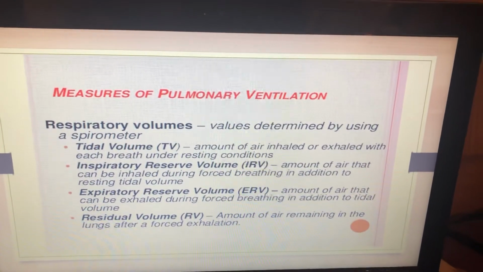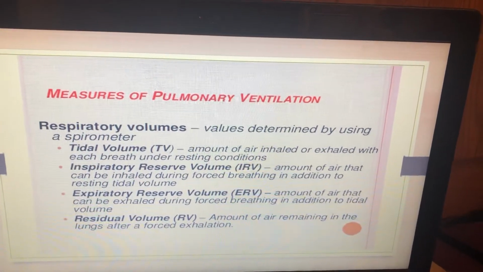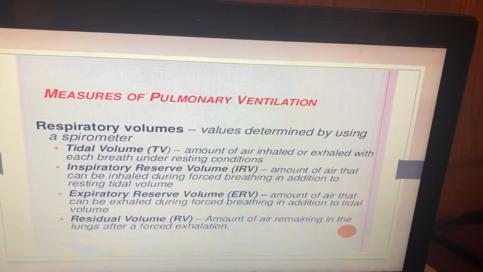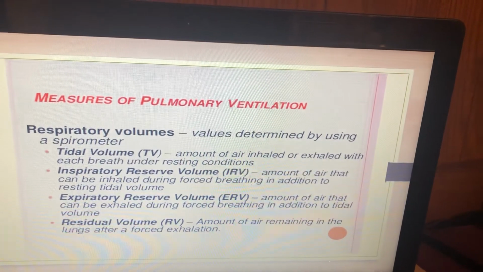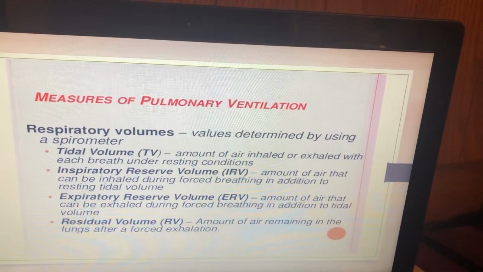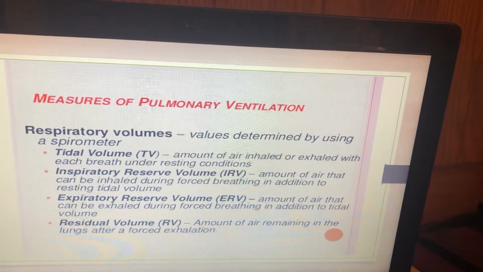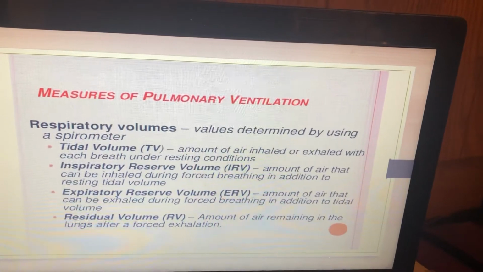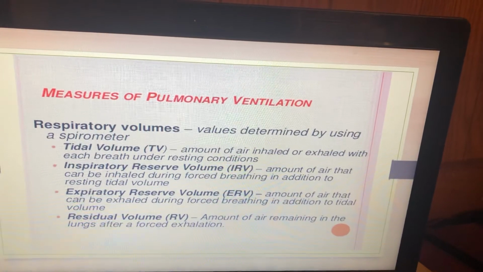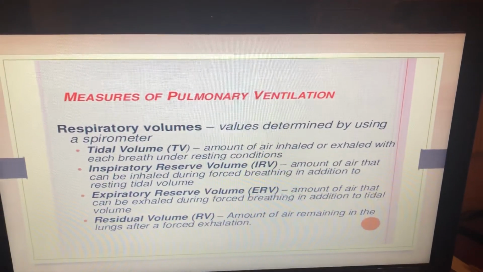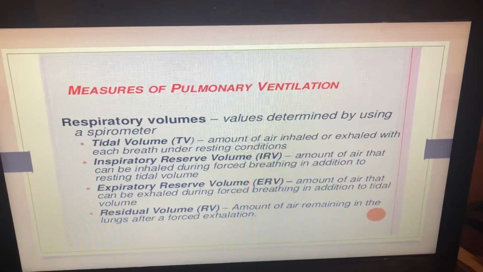Measures of pulmonary ventilation. Respiratory volumes. Values determined by using a spirometer. Tidal volume: amount of air inhaled or exhaled with each breath under resting conditions. Inspiratory reserve volume: amount of air that can be inhaled during forced breathing in addition to resting tidal volume. Expiratory reserve volume: amount of air that can be exhaled during forced breathing in addition to tidal volume. Residual volume: amount of air remaining in the lungs after a forced exhalation.